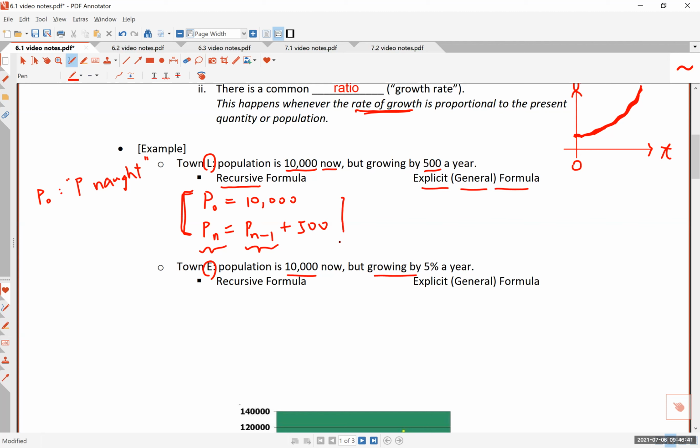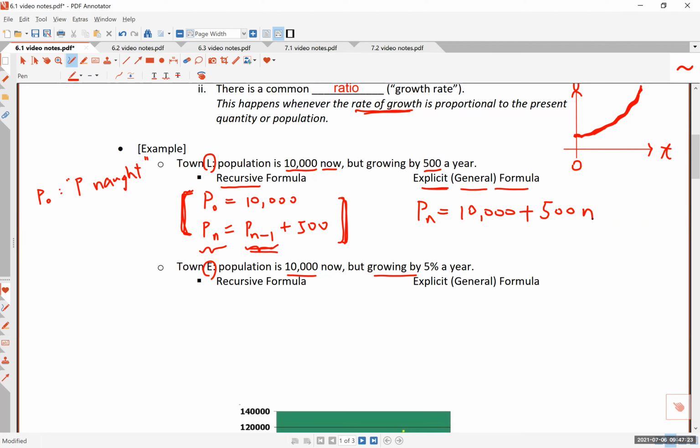The explicit formula is more general. The problem with this recursive formula is that it's easy to write, but the downside is if I were to ask you what the population of this town L is 20 years from now, you have to know what P19 is. And to know what P19 is, you have to know what P18 is. That's nice in the sense that we build on the previous year, but it's not very convenient. So for that we have something more explicit, called the explicit or general formula. Now notice here, every year you're adding 500. So you start at 10,000 and every year you add 500.